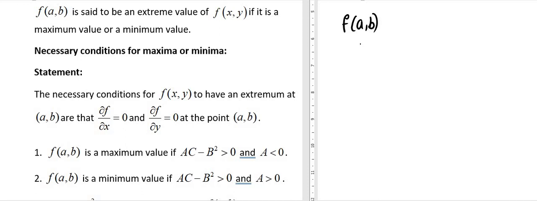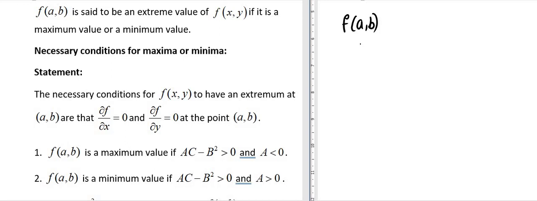The given function f of x comma y is having maximum value f of a comma b if ac minus b square greater than 0 and a less than 0. That means f of a comma b is maximum value if ac minus b square greater than 0 and a less than 0. F of a comma b is a minimum value of f of x comma y if ac minus b square greater than 0 and a greater than 0.